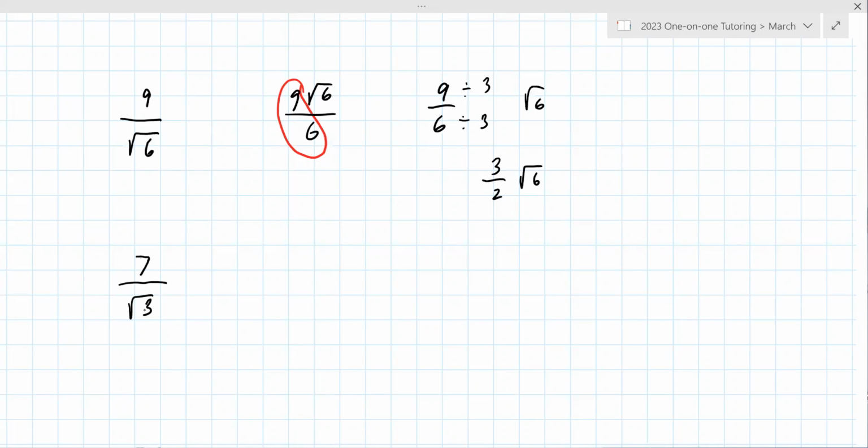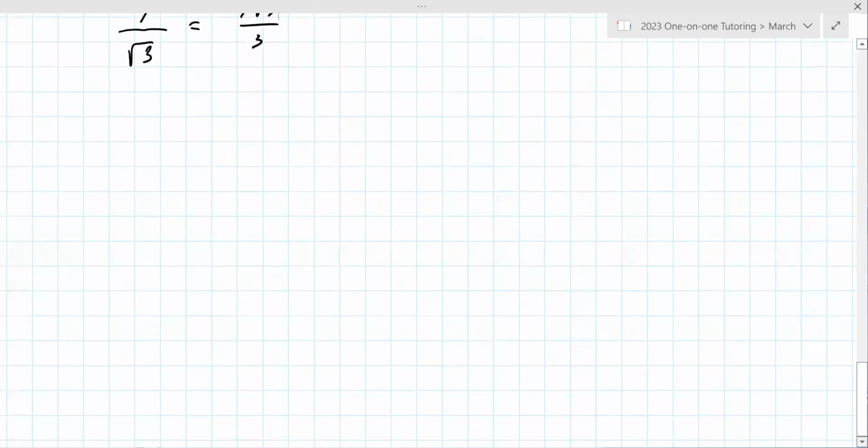I got 7 square root of 3 over 3. Perfect. Okay. All right. So feel like you've got it, and then I throw something else at you.